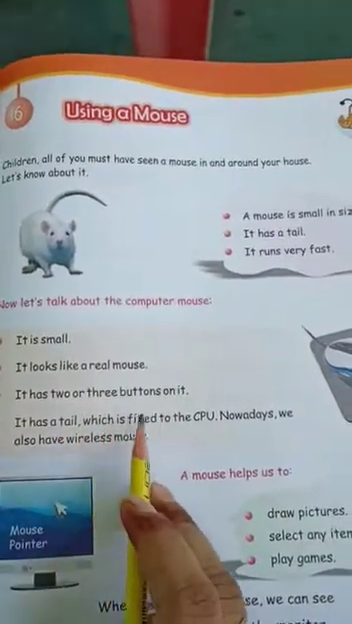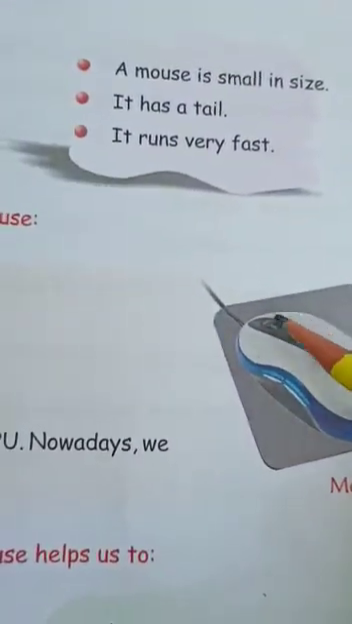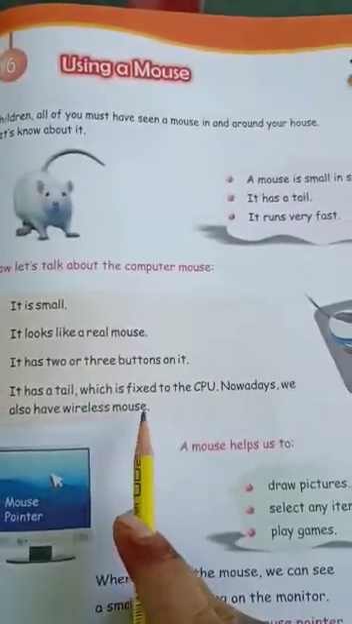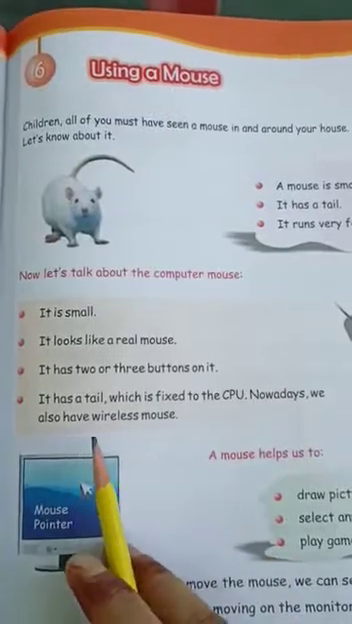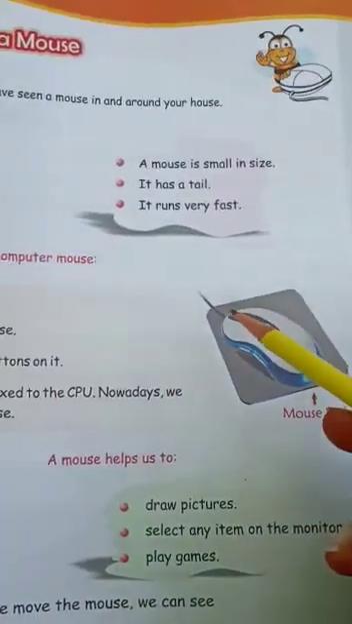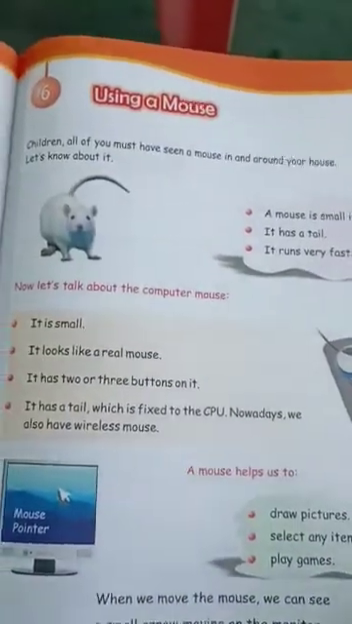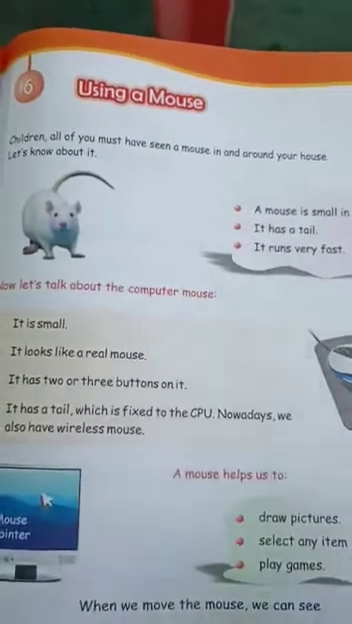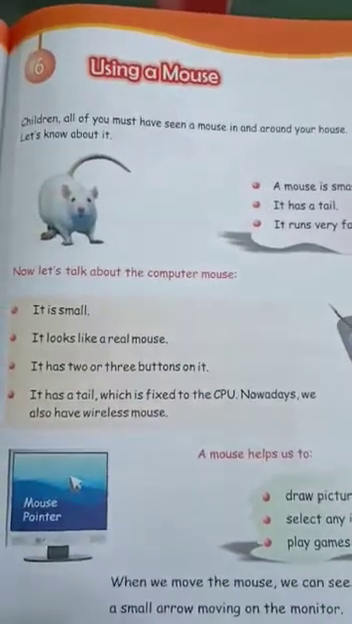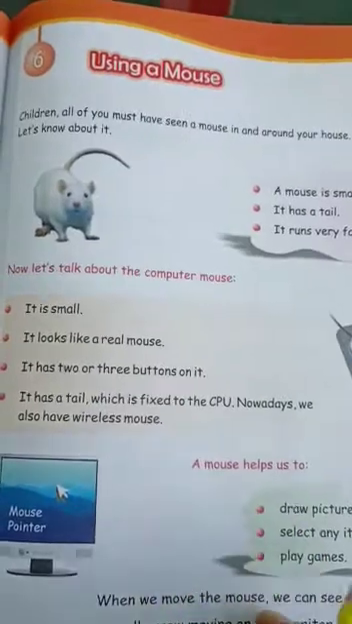So it has 2 to 3 buttons on it. 1, 2, 3 buttons we are having on a mouse. It has a tail which is fixed to the CPU. Nowadays we also have a wireless mouse. See, this is a wire which is fixed to the CPU. But nowadays we are having a mouse without wire, on a laptop. We cannot see a wire on a laptop, but we are having a mouse.